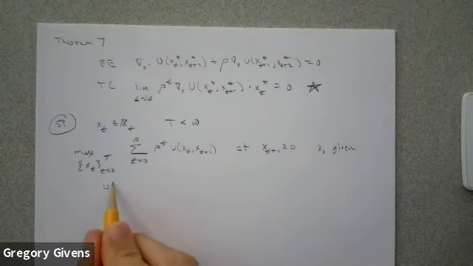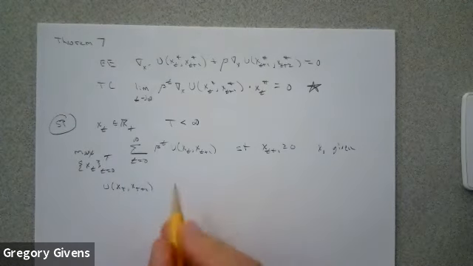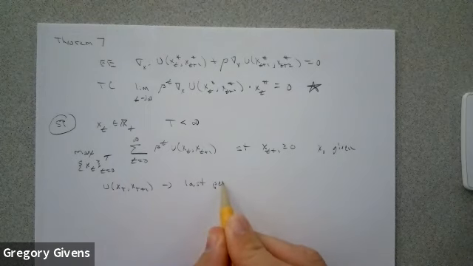Let me denote u(x_T, x_{T+1}) as this last period utility.